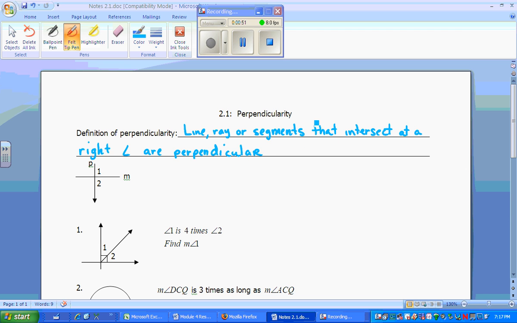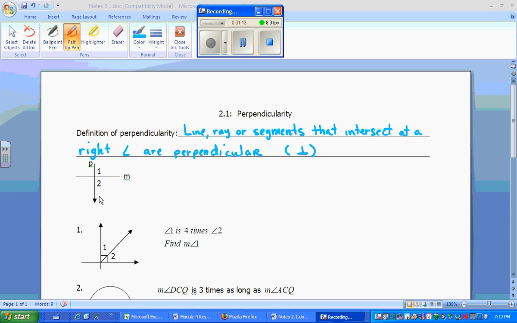The symbol for perpendicular is an upside down T. So instead of writing out the word perpendicular every time, use the upside down T. Since we've recently been starting to talk about proofs, perpendicular will be able to be used inside of our proofs that we're going to be using.